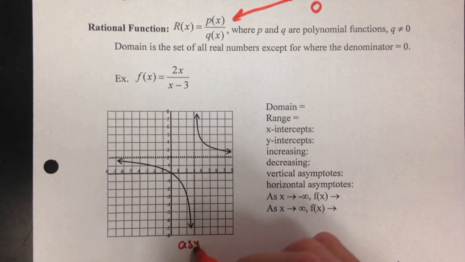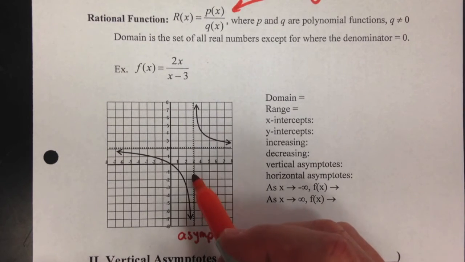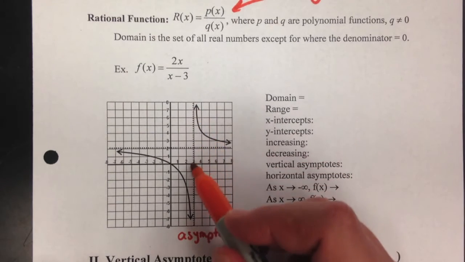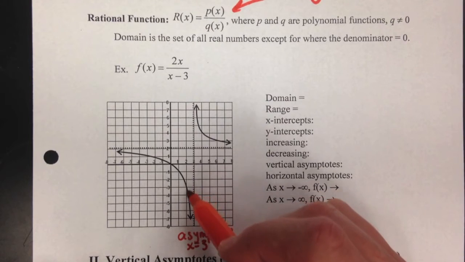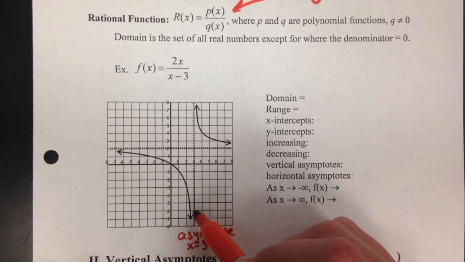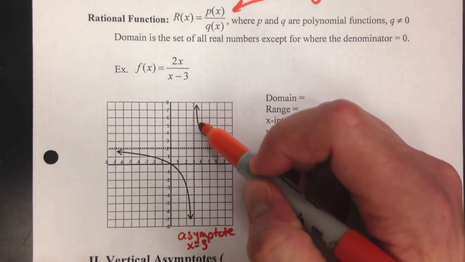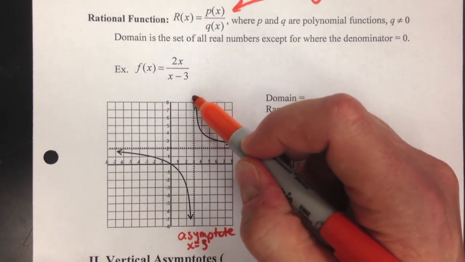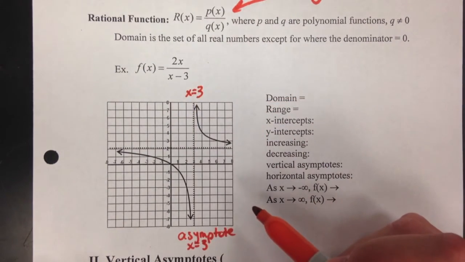Asymptote, A-S-Y-M-P-T-O-T-E. That is a line that the graph is going to approach but not actually touch. And so this one's a vertical asymptote at x equals 3. So what's happening here is that the graph is going to get closer and closer to 3, but it never actually touches. And the same thing on the other side. If I come up here, the graph is going to get closer and closer to that vertical line, x equals 3, but it's never actually going to touch.